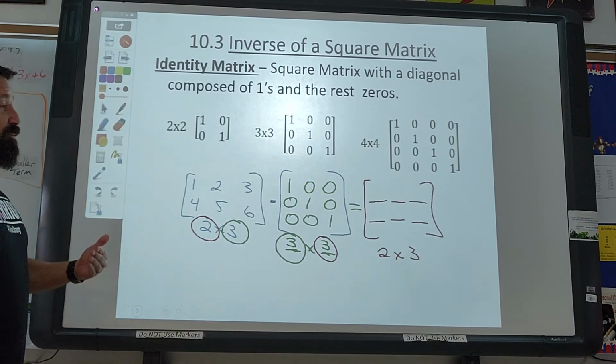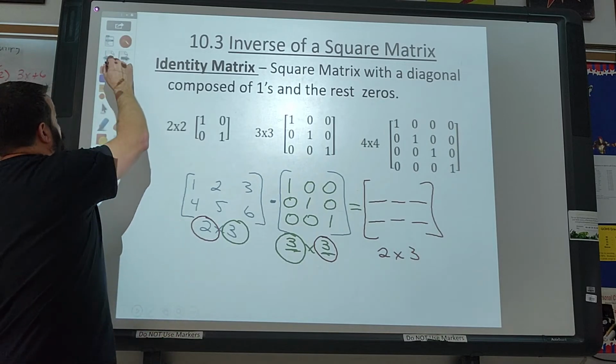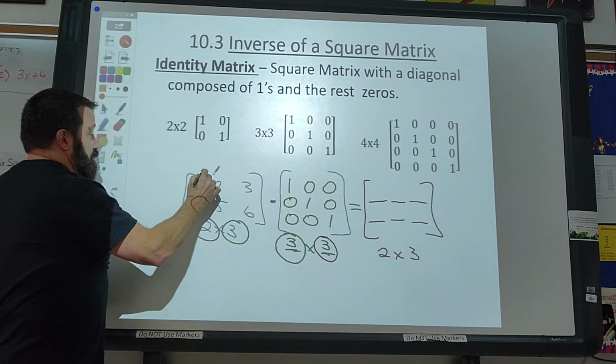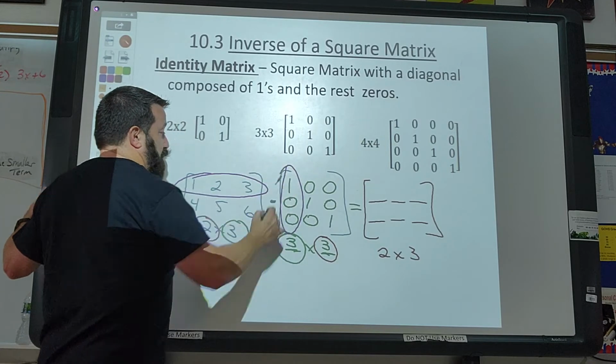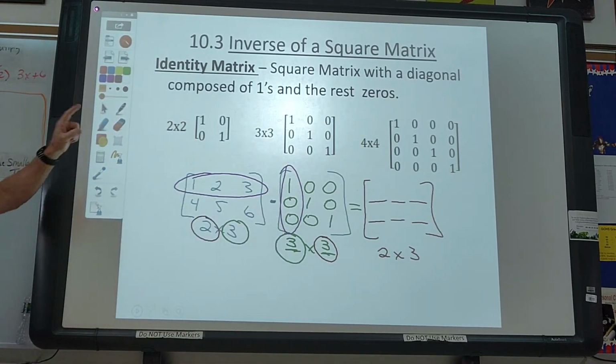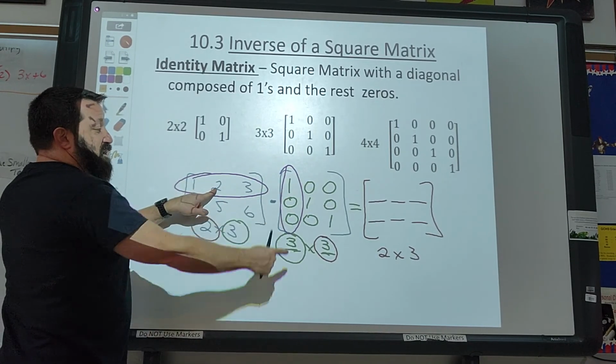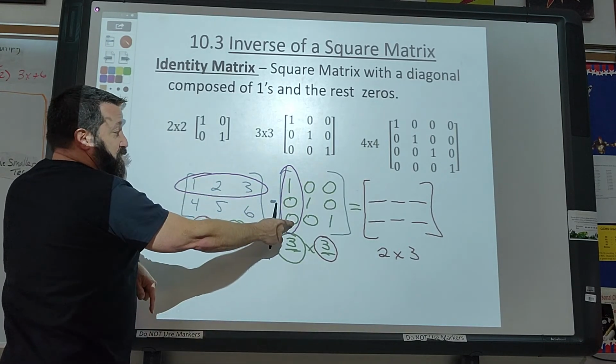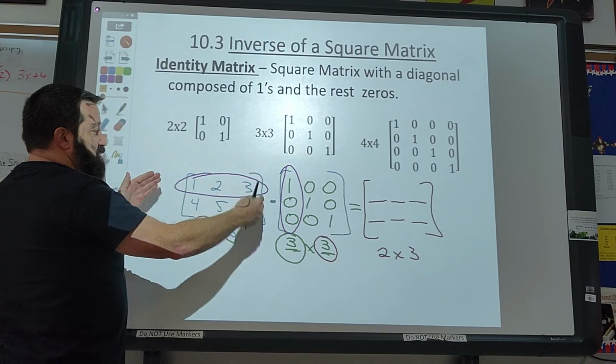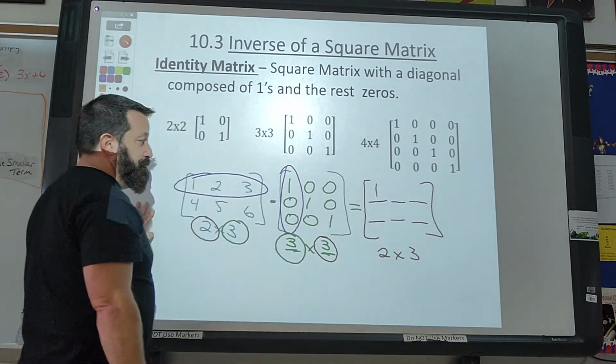So the way matrix multiplication works is you start off with a row and you take it times a column. So you take the first element times the first element. 1 times 1 is 1. Then the 2 times the 0 is 0. 3 times the 0 is 0. So when I add those 3 products up, I get just a 1 there.